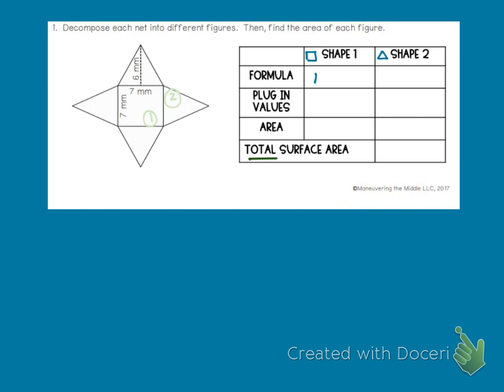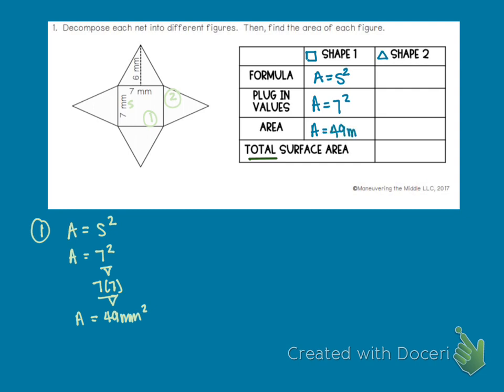So the area of a square formula is A equals S squared. So let's go ahead and do that one. A equals S squared. Area equals our side length right here, which is 7. 7 squared means 7 times 7, which means area equals 49 millimeters squared. So our plug-in was A equals S squared, 7 squared, and your area was 49 millimeters squared.